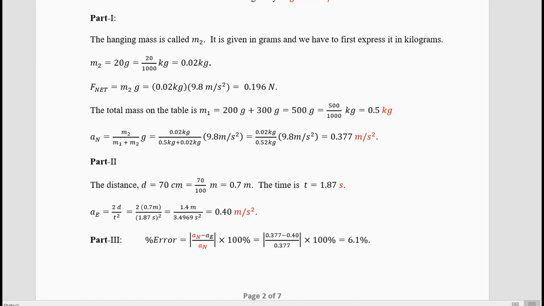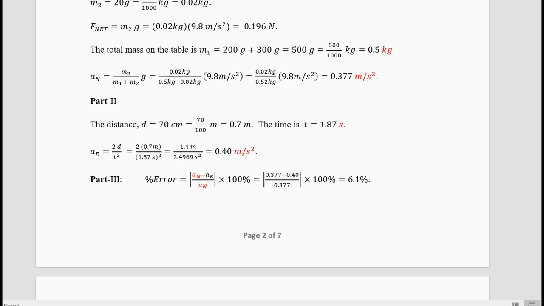It is 0.377. Now the distance is 70 centimeters. Divided by 100, you will get 0.7 meters. Time is 1.87 seconds. The units are correct. Now the experimental acceleration is 2d by t square. Remember your three equations of kinematics: distance is v0 t plus half a t square. So AE is equal to 2d by t square because your starting speed is 0.